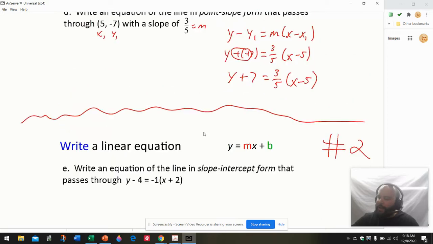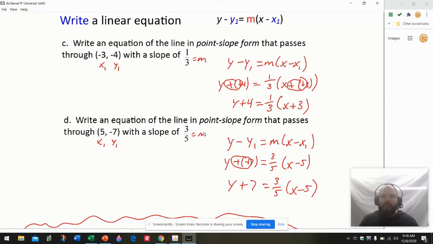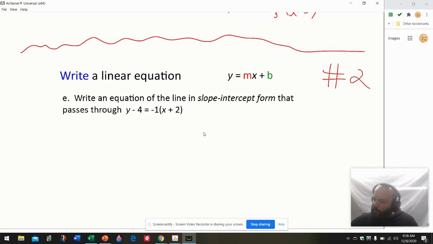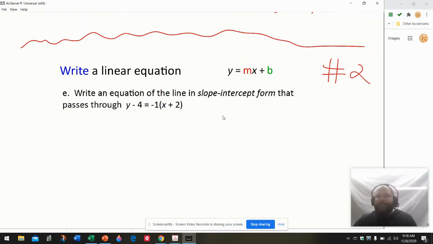So what I mean by that is this: in all of these problems that we did yesterday, they said write an equation in point slope form. So we used point slope form to come up with an equation of a line, and we were able to leave that equation in point slope form. We didn't have to do anything else to it. What we're going to do today is we are going to use point slope form, and then we're going to put it into a different form.